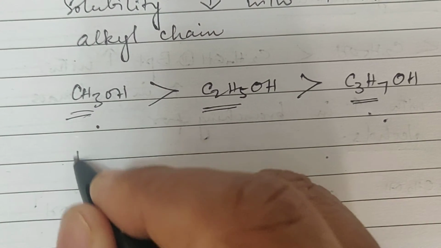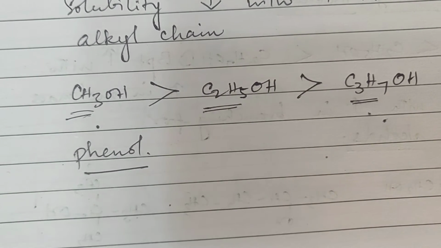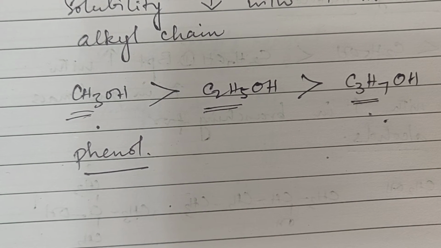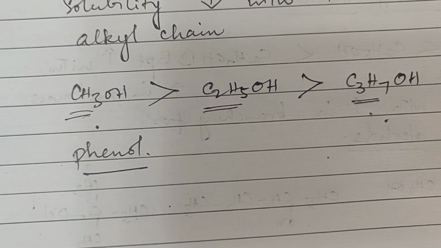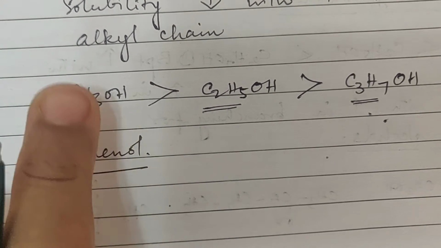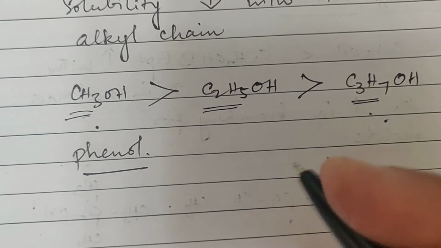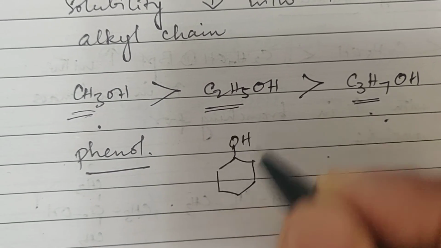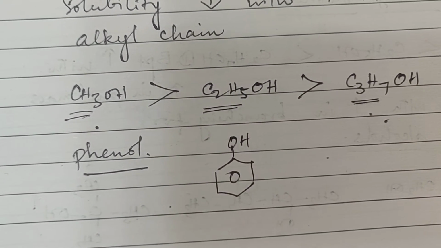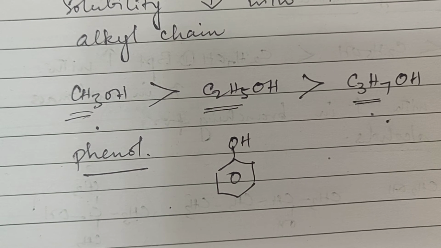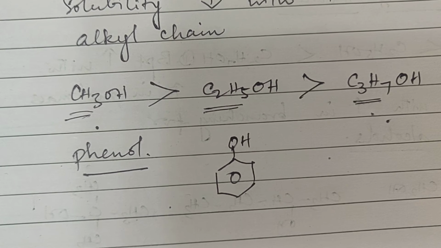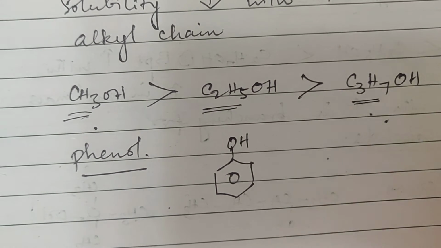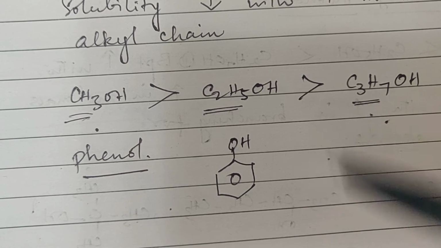Now when you consider phenol, in the case of phenol, the solubility is less than that of a regular alcohol. That is because in the case of phenol, you have the bulky benzene ring, because of which the solubility decreases. So this is about the physical properties of alcohols with reference to boiling point and solubility.